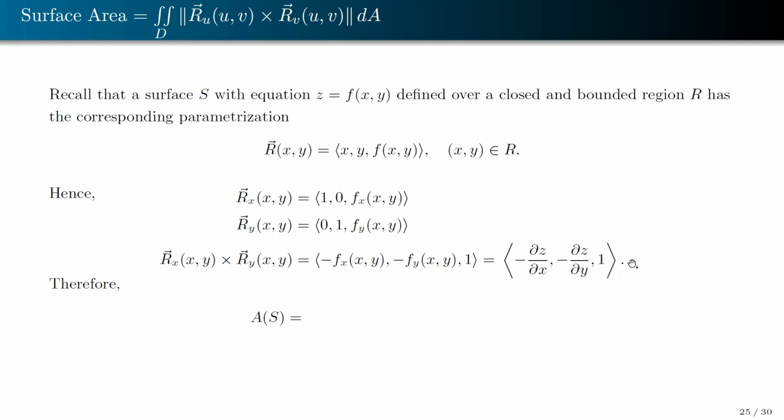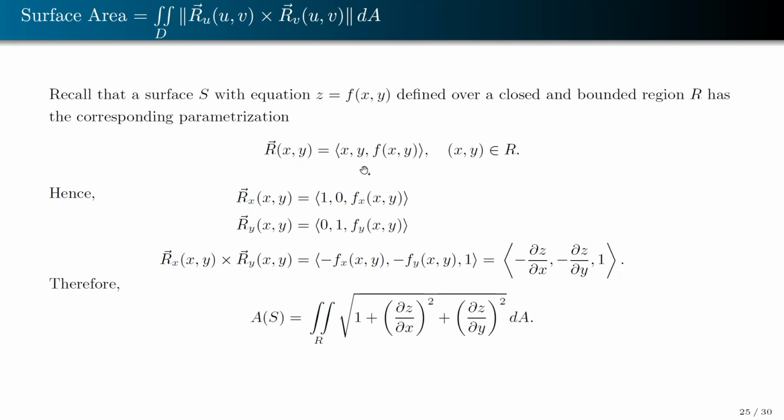So with that, we have the following formula for A of S. Just applying this, A of S will be the double integral of the norm of this vector, which is this expression. Inuna lang yung 1. So square root of 1 plus partial of z with respect to x squared plus partial of z with respect to y squared. So we get the double integral of this function over R. So again, dito, ito na yung formula natin.